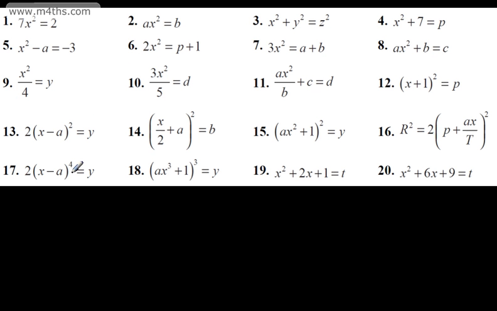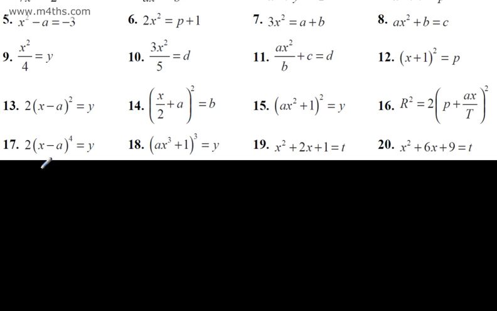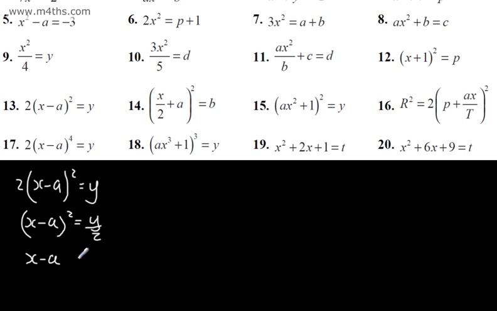Okay, let's go ahead and do this one. Here we've got two lots of x minus a to the 4th, divided by y. Well, let's do this one first. So we've got 2 times x minus a all squared is equal to y. Dividing both sides by the 2, x minus a all squared is equal to y over 2. Taking the square root, x minus a will be equal to plus or minus the square root of y over 2. Adding a to both sides, x is a plus or minus the square root of y divided by 2. If we have an even power, we're going to have a plus or minus answer when we take the root.